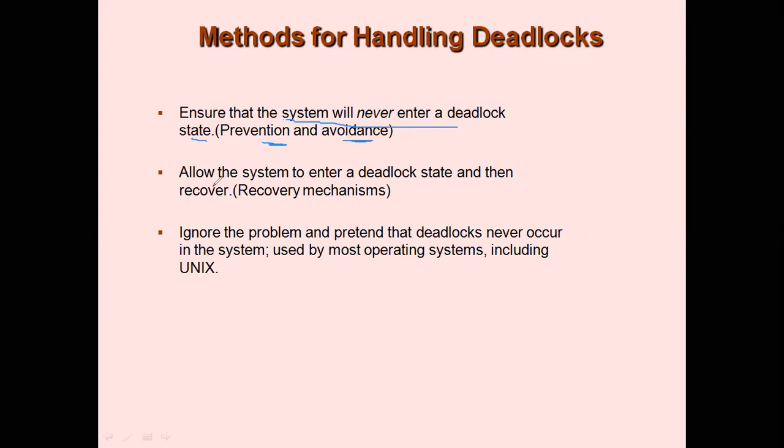And the second solution is, if a deadlock has already occurred, then you have mechanisms to detect the deadlocks and to recover from them. And the third one is to ignore the problem, as if a deadlock never happens in a system. It is used in most of the operating systems.